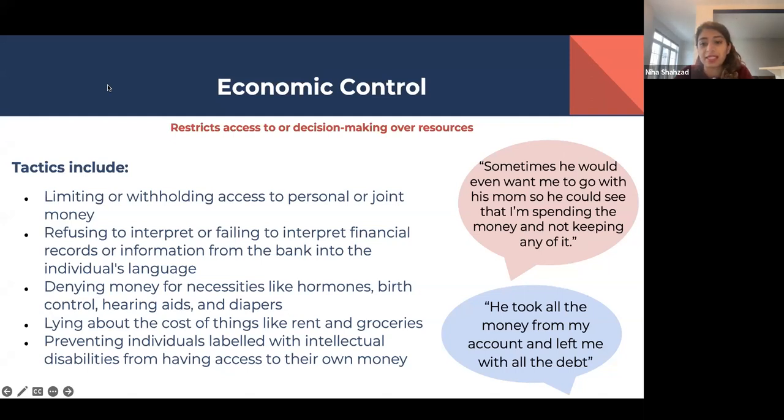And the second one is from a story where an abuser left the relationship. He took all the money from my account and left me with all the debt. Again, a very common story where abusers are knowledgeable about the systems, like financial or legal systems, and are able to skirt these legal and financial systems so that the victim gets saddled with all of the debt.